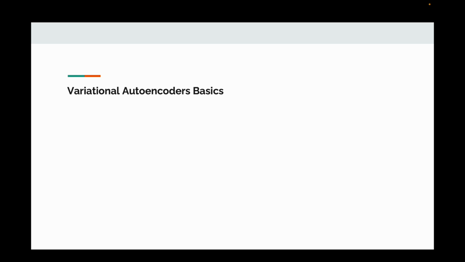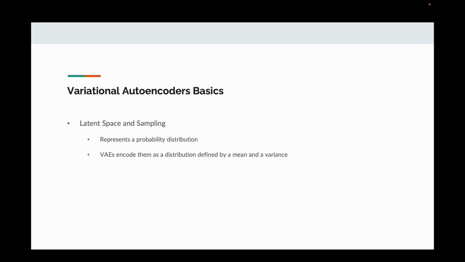Next, let's look at latent space and sampling. In standard autoencoders, the latent space is a direct encoding of the input, but in VAEs, it represents a probability distribution. Instead of encoding inputs into a fixed point, VAEs encode them as a distribution, usually Gaussian, defined by a mean and a variance. During training, VAEs sample from this latent space to generate outputs, introducing variability and allowing for more diverse generated data.